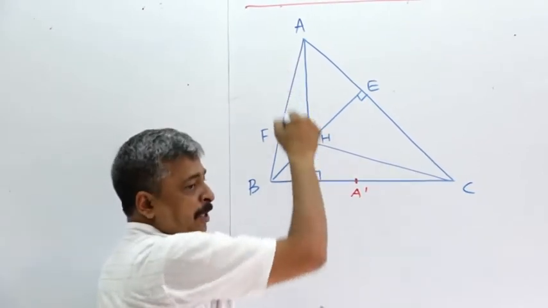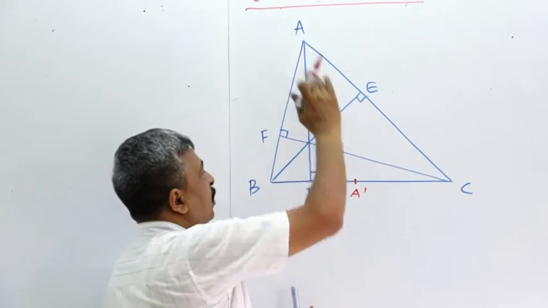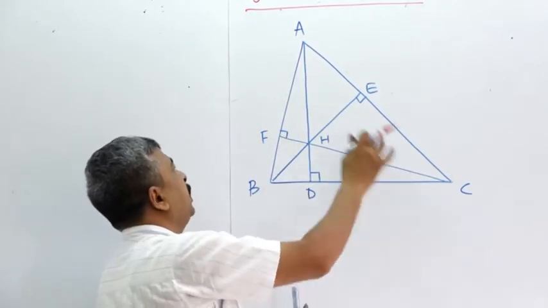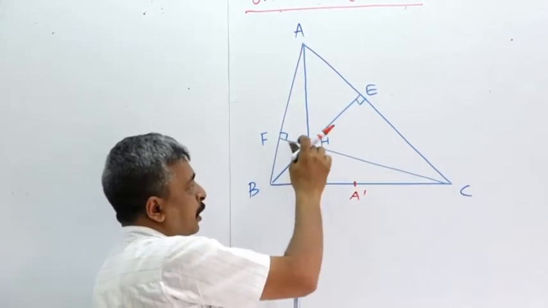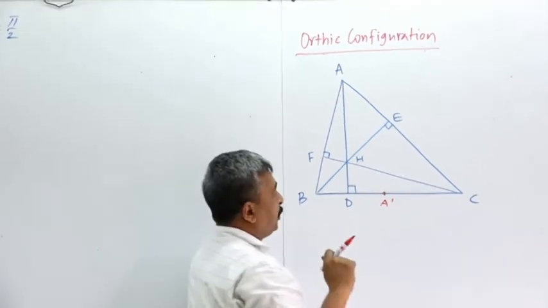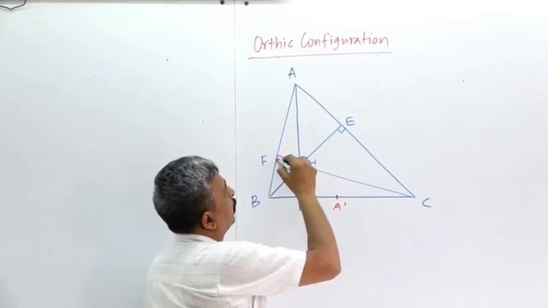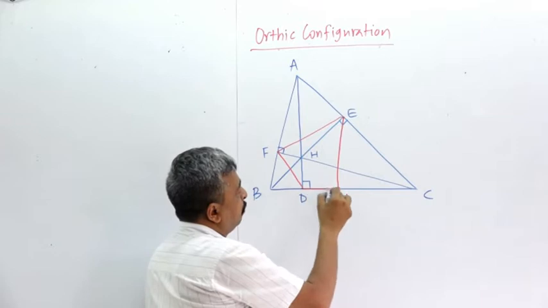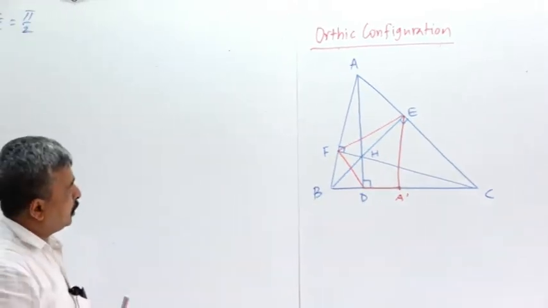D is the foot of the perpendicular from A on BC. E is the foot of the perpendicular from B on AC. F is the foot of the perpendicular from C on AB. They are concurrent at H. This is known to us: altitudes are concurrent. Now, the quadrilateral that we form is cyclic. That is what I want to prove.